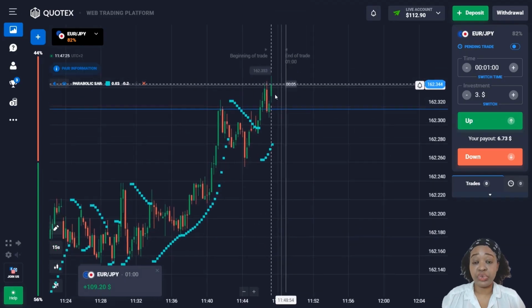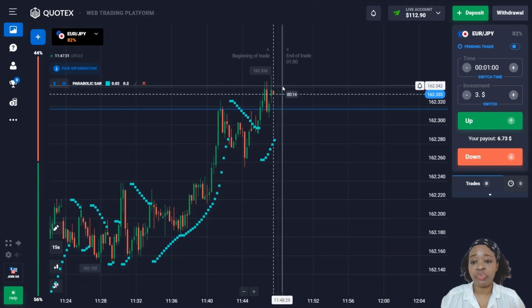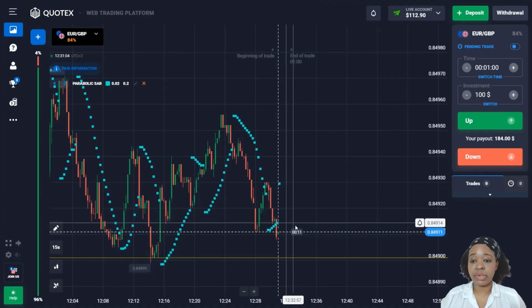This is pretty good, friends. You can see the price continues to move up, and this level was broken through. Here I got a very good profit. Let me continue. So here we have the support level.